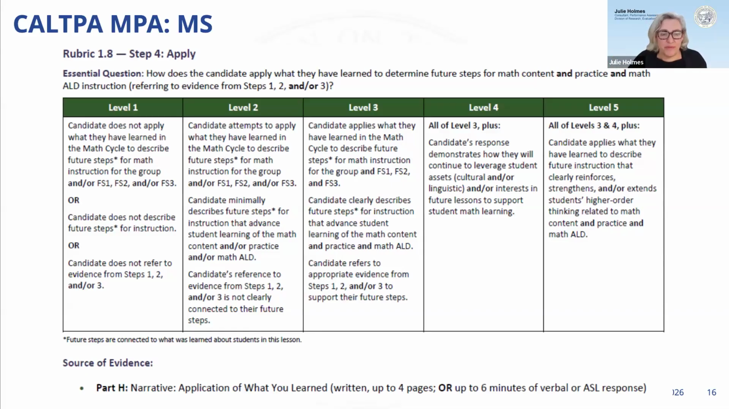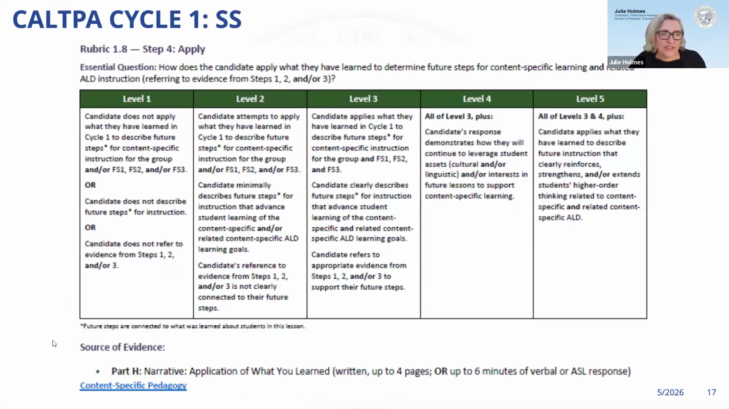Any other thoughts before we move on? Okay. All right, let's look at single subject. Cycle 1. This is almost identical to the MPA, but instead of a math lesson, they are doing their own content-specific lesson depending on the content credential area that they're seeking. Art, music, agriculture, business, science. Doesn't matter. I think there's like 20 of them.